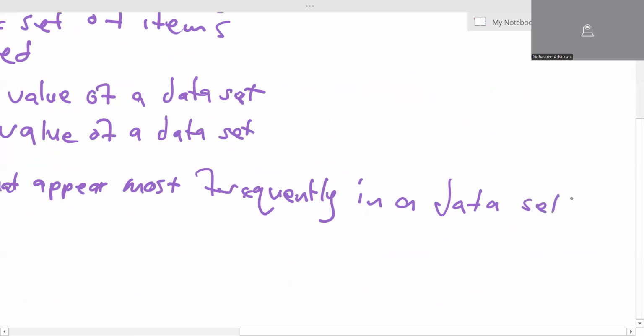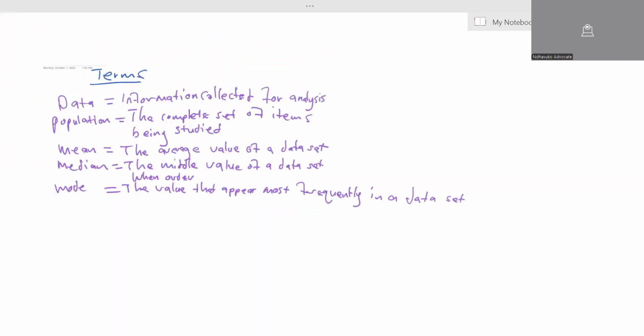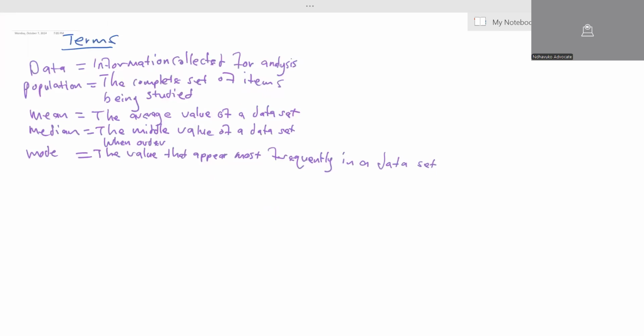Don't worry. So here's that information. Data is the information collected for analysis. Population is the complete set of items being studied. Mean is the average value of a data set. Median is the middle value of a data set when ordered. Ordered, there's an E there, like as in RE, when ordered.